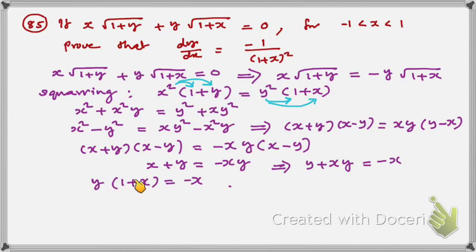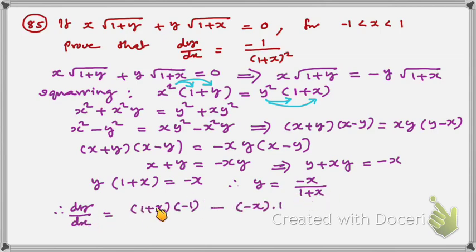Now y is common factor. So y into 1 plus x is equal to minus x. So I can solve for y. So I'll get y is equal to minus x by 1 plus x. Here I apply quotient rule of differentiation. Therefore, dy by dx is equal to quotient rule.